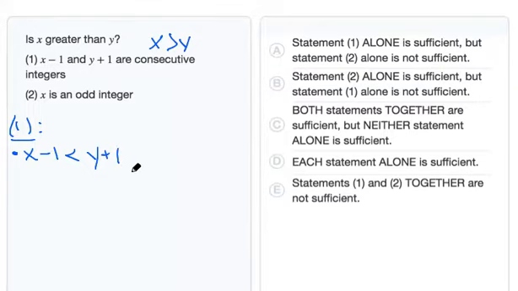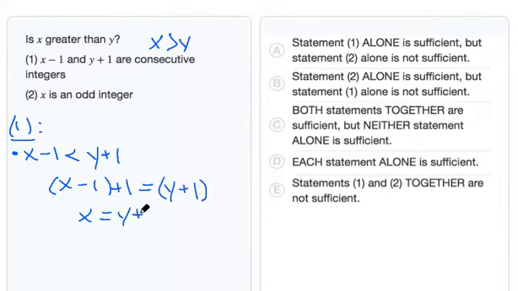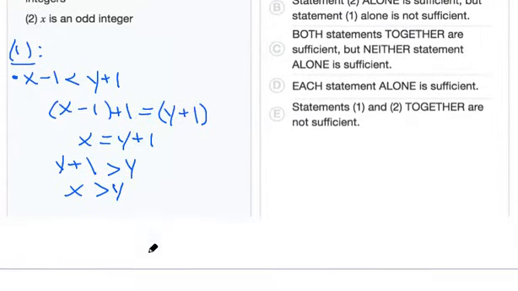Then since they are consecutive, we have that x minus 1 plus 1 will equal y plus 1. We go ahead and combine like terms, so x is equal to y plus 1. And since y plus 1 is greater than y, we have that x is greater than y. So in this case, it's sufficient, but we do need to consider the other scenario.